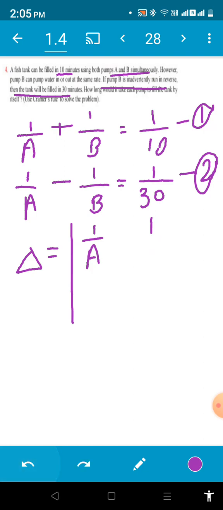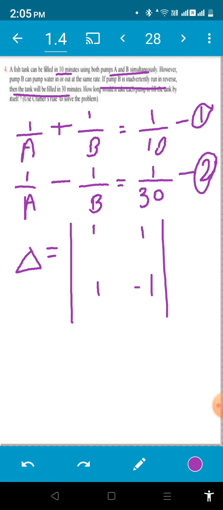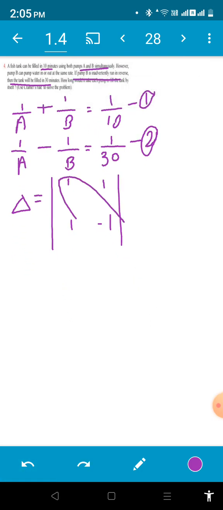From this we have to find the delta value for 1 by a and 1 by b. I take the coefficient values only: 1, 1, 1, minus 1. I evaluate: minus 1 minus 1, so delta is equal to minus 2.